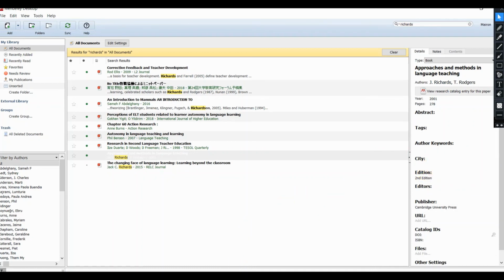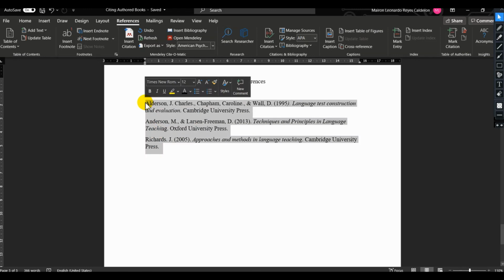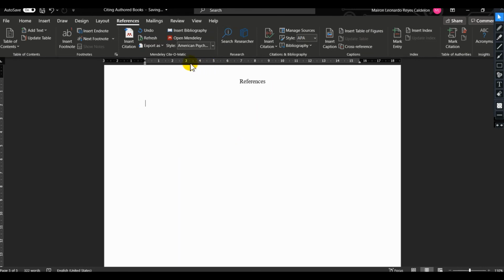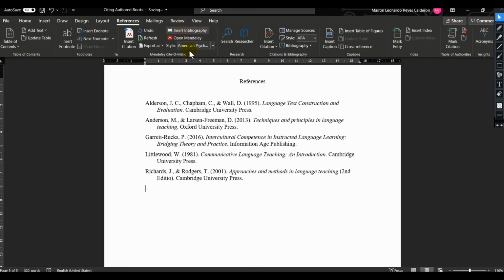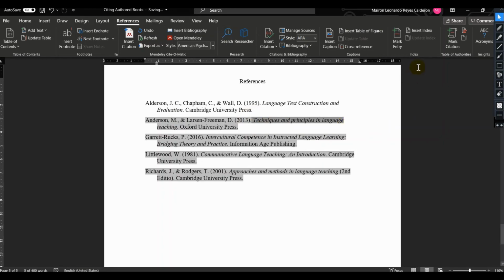And that's it. After we do those improvements, we're going to insert the bibliography, and we're going to find Richards and Rogers 2001, and in the case of Larsen-Freeman, it is going to have the correct capitalization. Thank you very much.